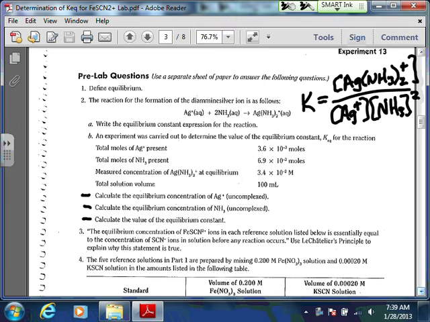I'm trying to think if I have room to do this here or not. I'm going to maybe just write over what's here. See if that's legible.